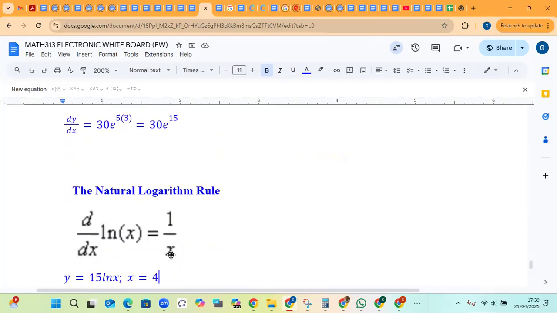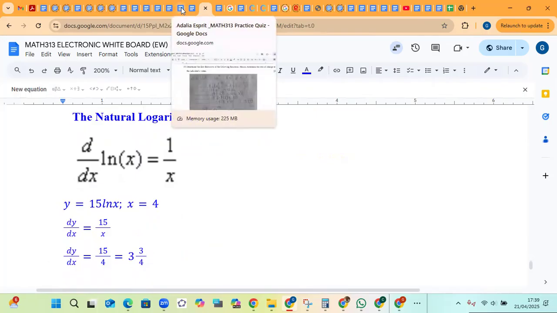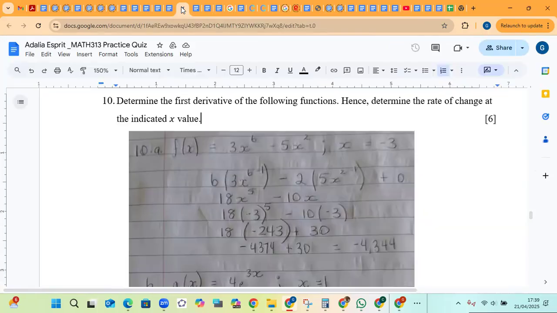Okay, and then you have the natural logarithms. Here you have 15 natural logarithm of x. So basically, to differentiate the function, 15 times 1 will give us 15, and the x will come below. That is 15 times 1 over x, which is 15 over x, and then you substitute 4 in the place of x to get 3 3/4. So that's basically what we are supposed to do here.